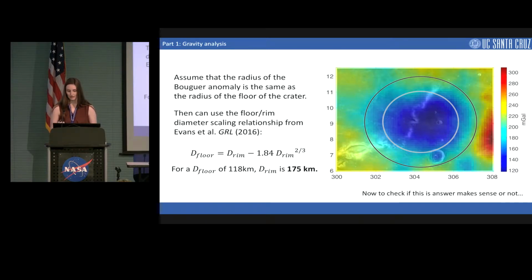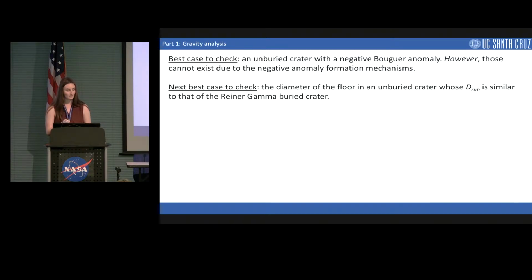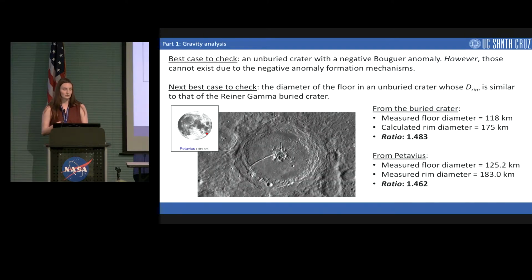And now we would like to see if that makes sense or not. It's all well and good that we have an answer, but we need to see if it works. We would like to check on a crater where we can actually see its rim and it has a negative anomaly, but those don't exist because when you make the negative anomaly, everything ends up buried. So you cannot see the actual topographic rim. So the next best thing to do is find a crater of a similar size to see the relationship between the floor diameter and the rim diameter.